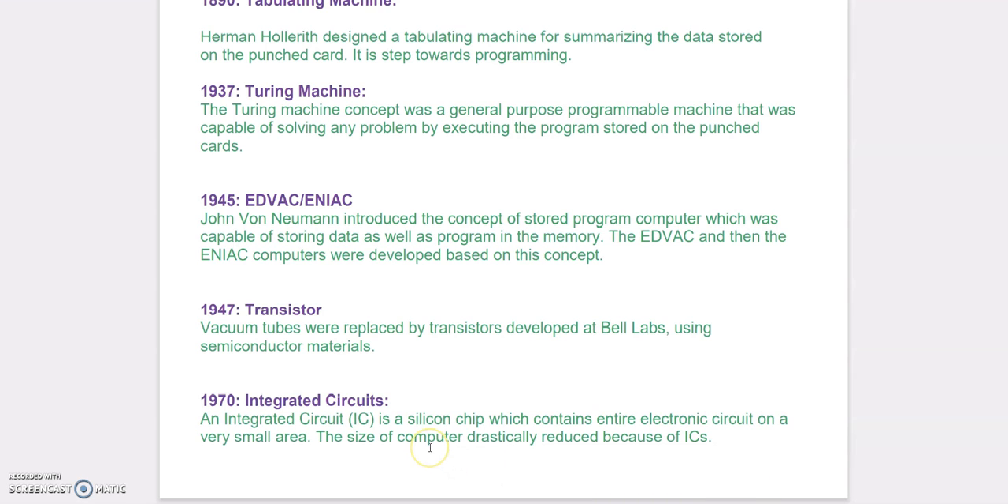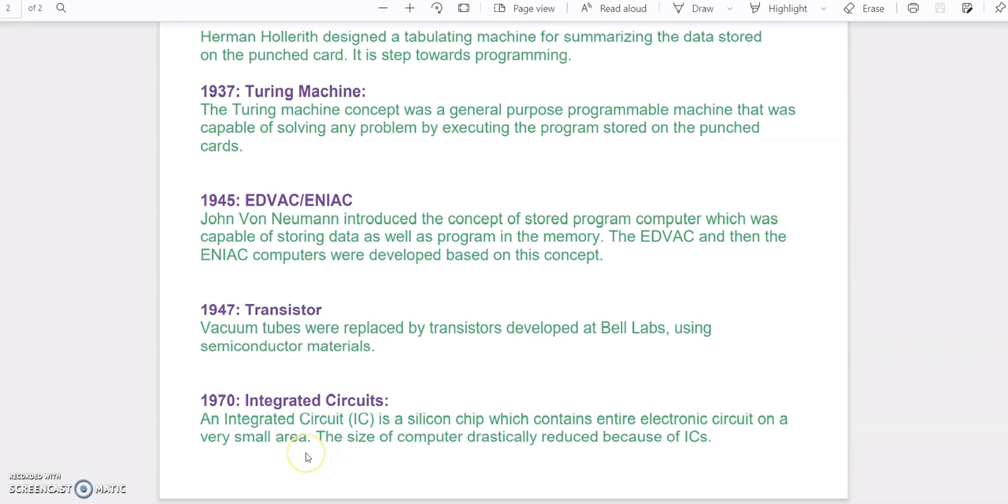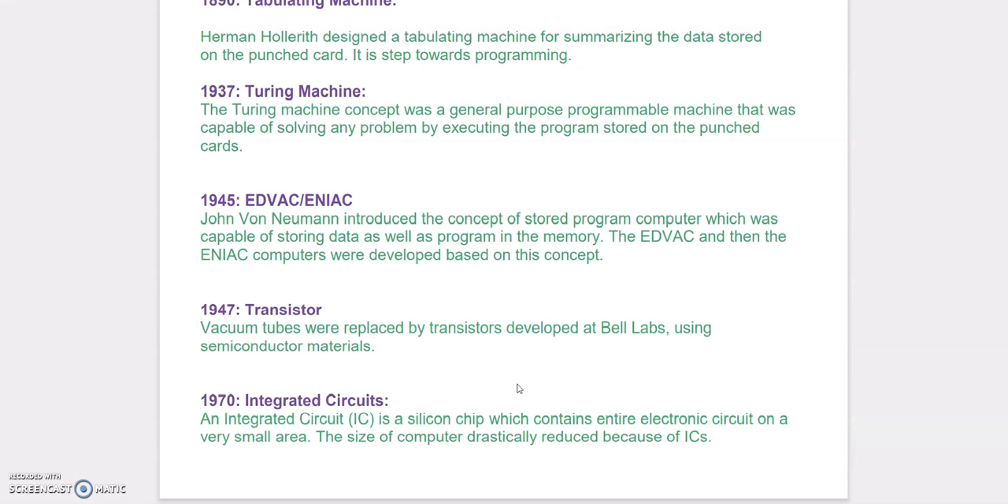And in 1970, the IC, called an integrated circuit, which is a silicon chip, contains an entire electronic circuit on a very small area. The size of computer drastically reduced because of ICs. Now you have seen memory cards, they are so tiny, isn't it? But in the earlier days, even a simple 1.5 MB was stored on a very large device.